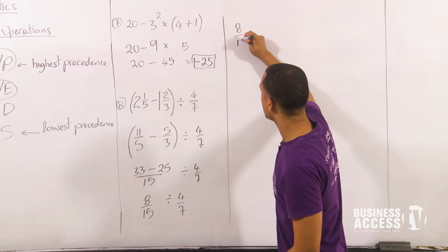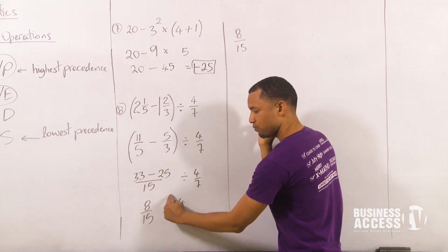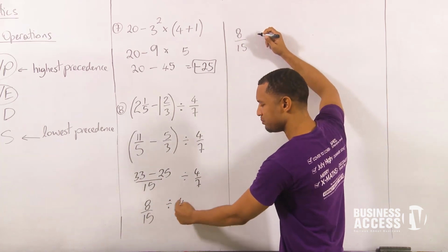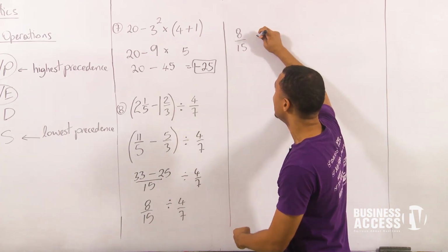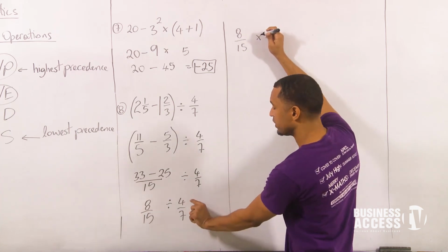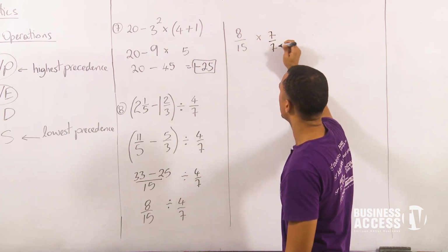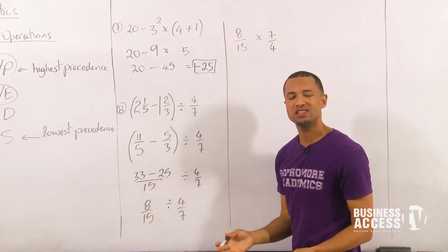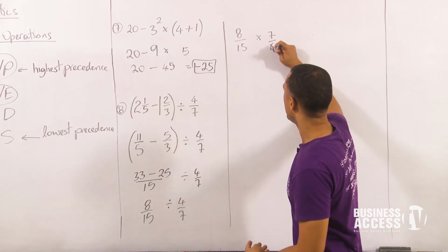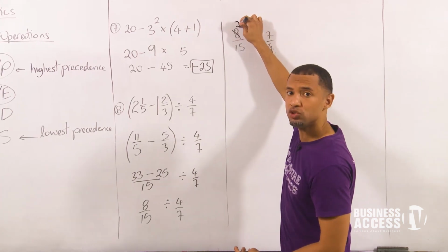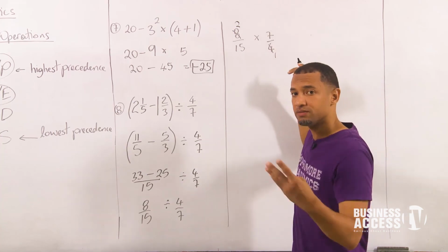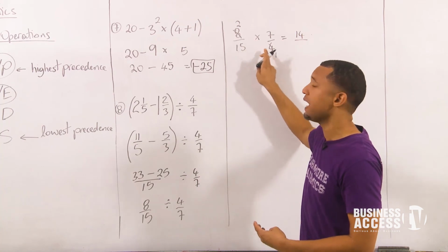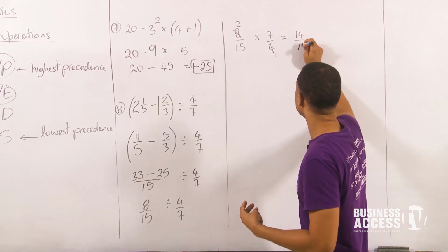So now is when we're actually going to start focusing on the division. 8 over 15 divided by 4 over 7 is the same as 8 over 15 times, and then you reciprocate and you get 7 over 4. And you know where to go from here, ladies and gents. You cancel down and you finish up. 4 into 4, 1. 4 into 8 goes 2 times. 2 times 7 is 14 over 5 times 1 is 15.